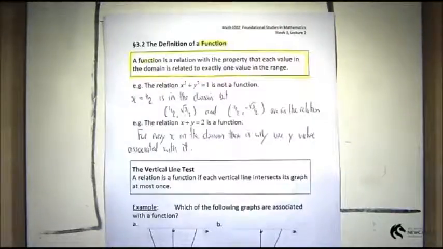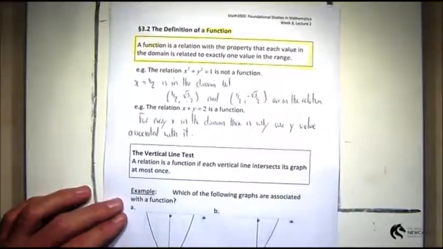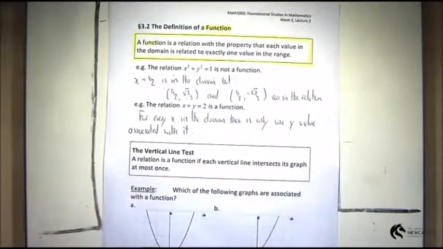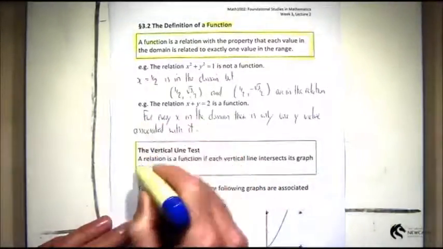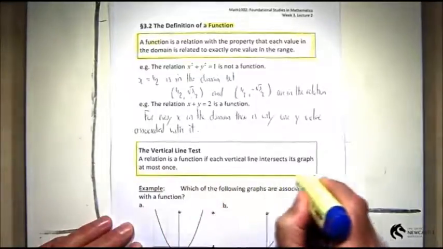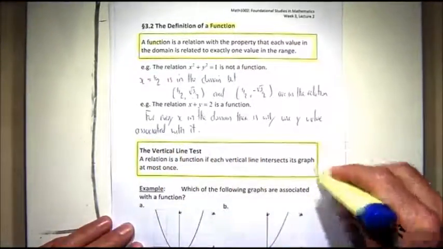And that little observation is called the vertical line test. A relation is a function if each vertical line intersects its graph at most once. So let's highlight that as being important as well.